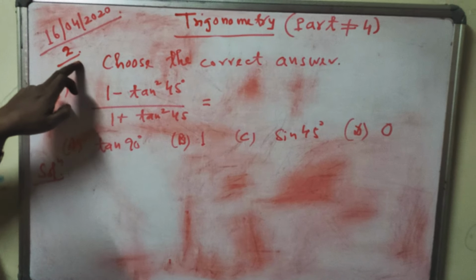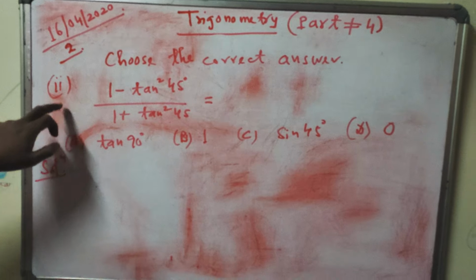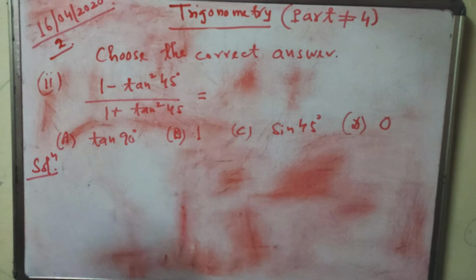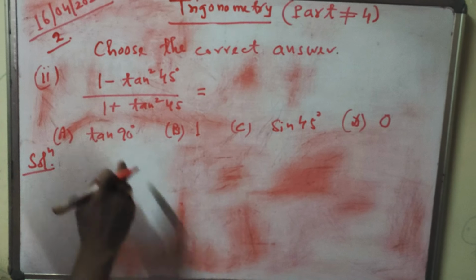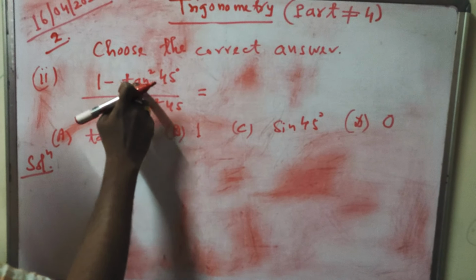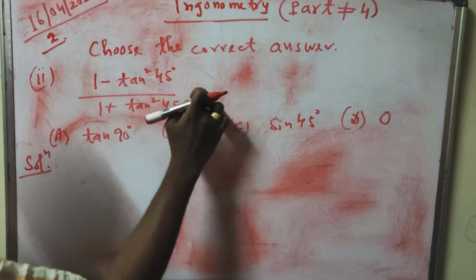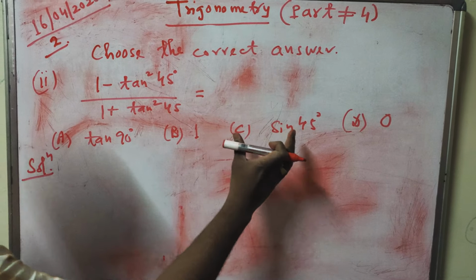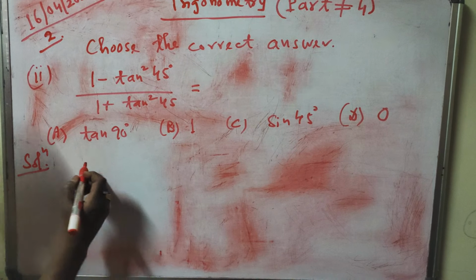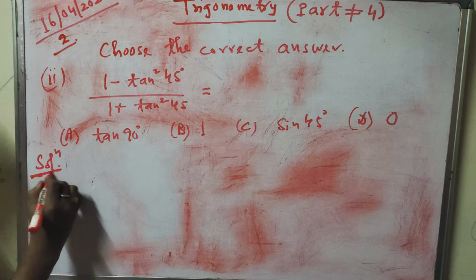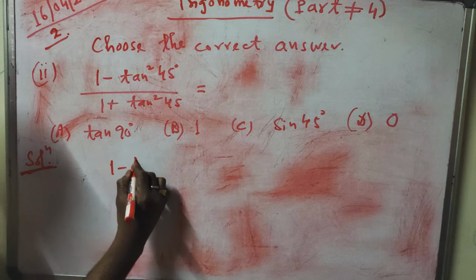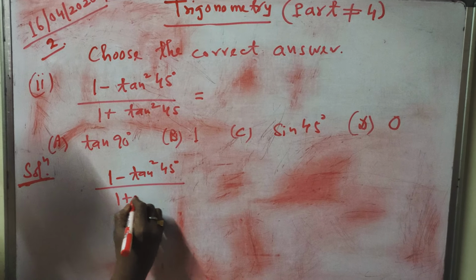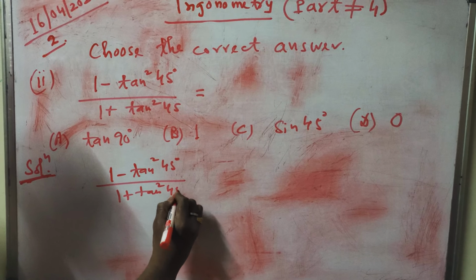Now in question number 2, there is one very important question. Therefore I have written it to choose the correct answer. The question is like this. You can see from your book also. 1 minus tan square 45 by 1 plus tan square 45 equals to: A) 90, B) 1, C) sin 45, D) 0. What will be the answer? For that you have to do the solution yourself. 1 minus tan square 45 by 1 plus tan square 45. Very, very important.